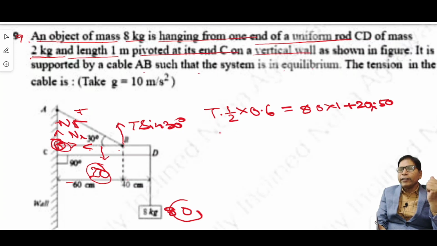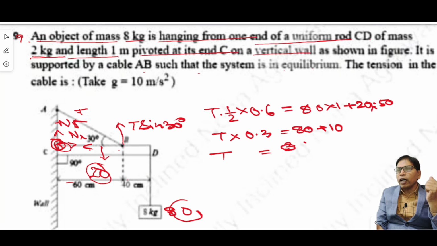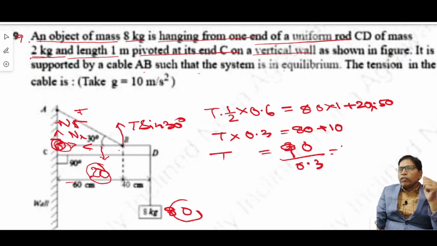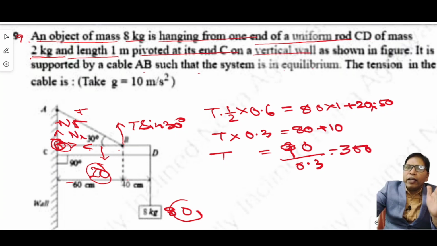Now this is T into 0.3. Now this is 80 plus 10, so this is 90. Therefore T equals 90 divided by 0.3. This is 300 newton, which is the answer.